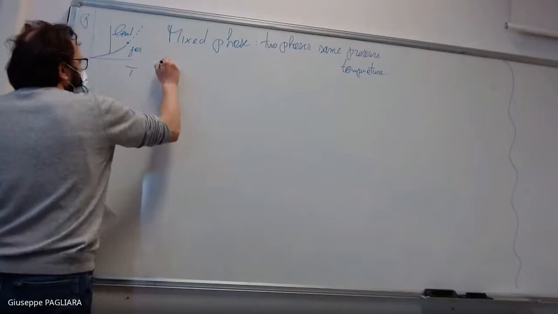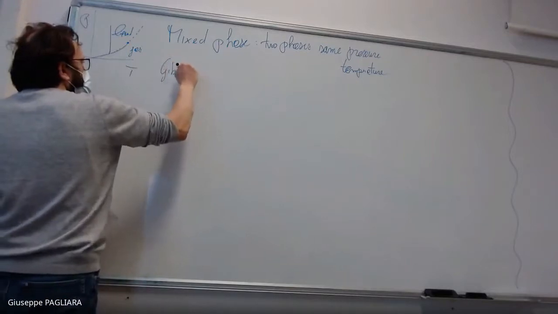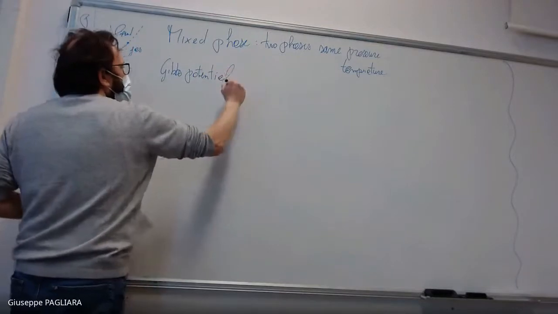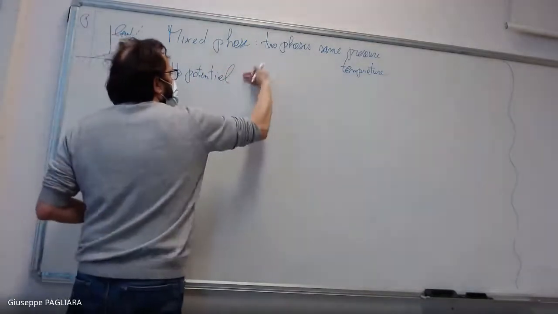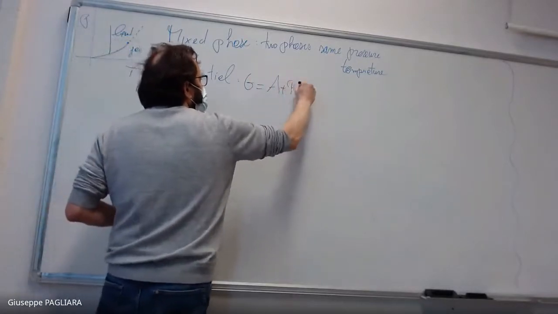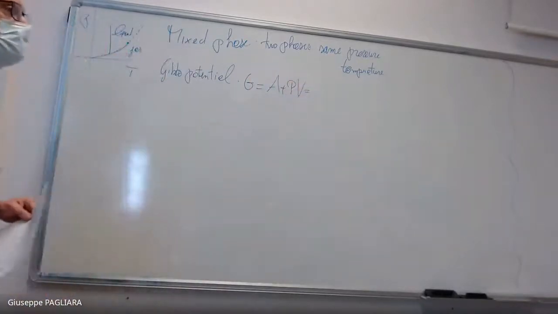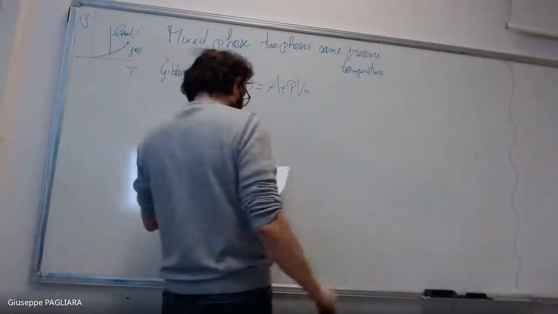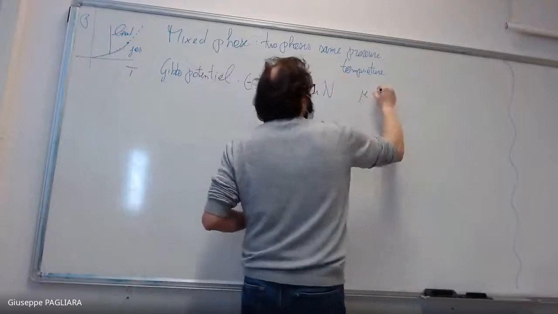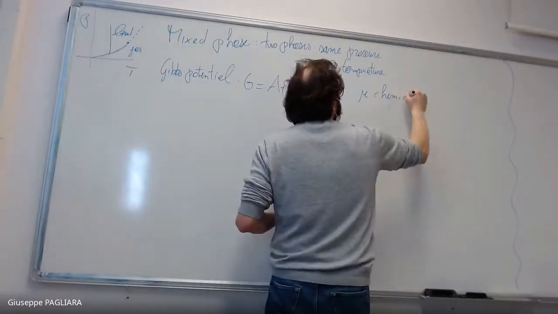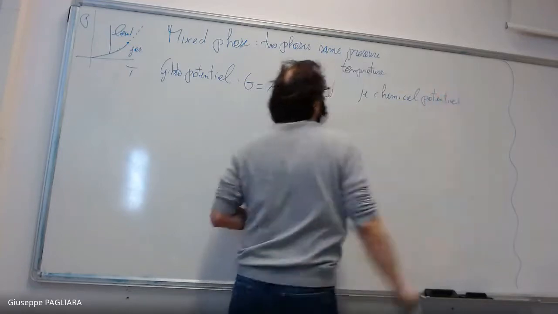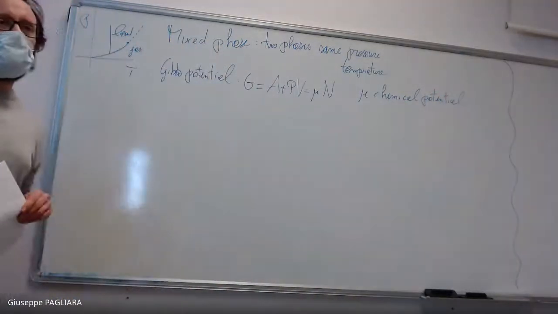Indeed, remember that we have the Gibbs potential that was defined as G equal to A plus PV, and we say that this is equal to mu times N, where mu is the chemical potential and N is the number of particles.